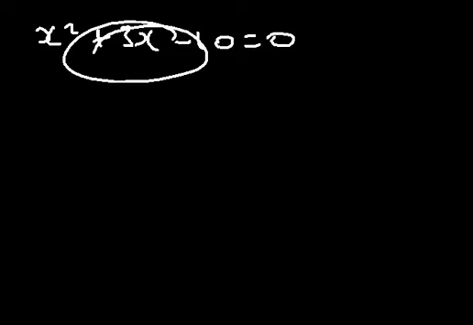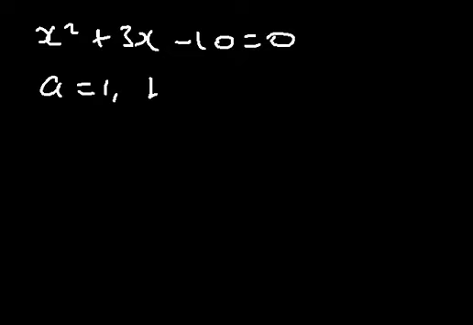And let's say we have this kind of case. Let's say we have x squared plus 3x minus 10, which is equal to 0. Now, how many roots does this equation have, and what is the nature of those roots? We use the discriminant, where a is 1, b is 3, and c is -10.